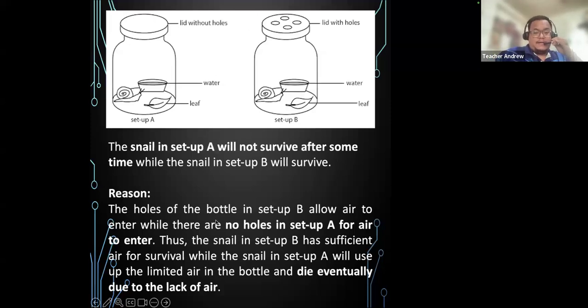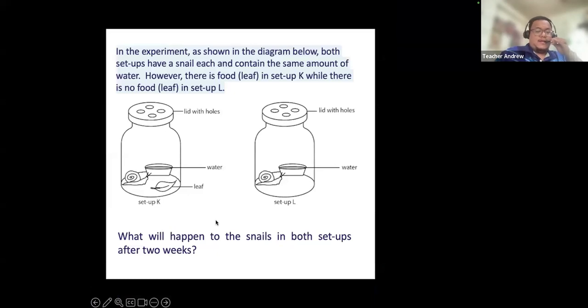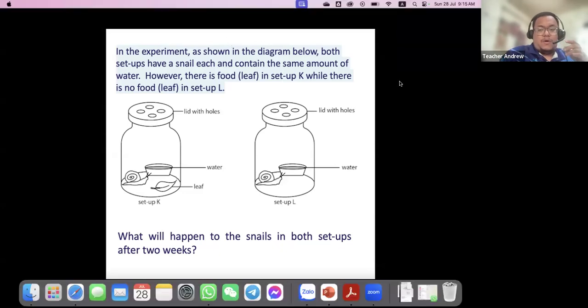All right, let's carry on. Now, next. The experiment below shows both setups have a snail each and contain the same amount of water. However, there is food left in setup K, while there is no food left in setup L. So, what is the answer for this? Any volunteers want to take up? Yes, Kai, you're the first to raise your hand.